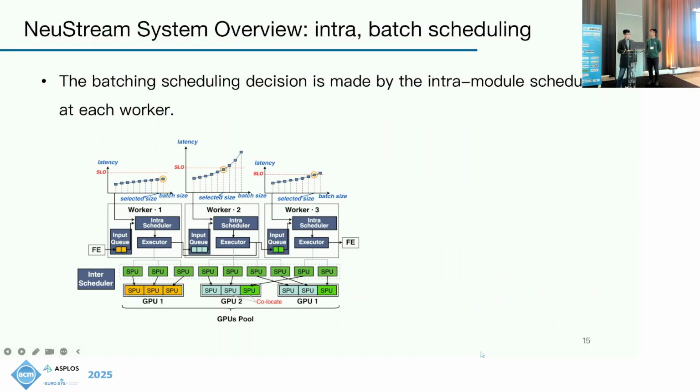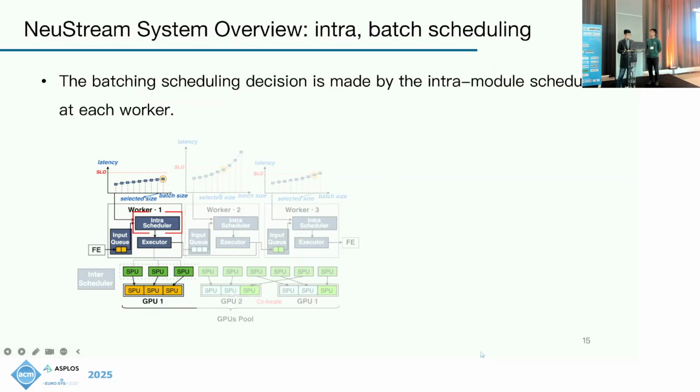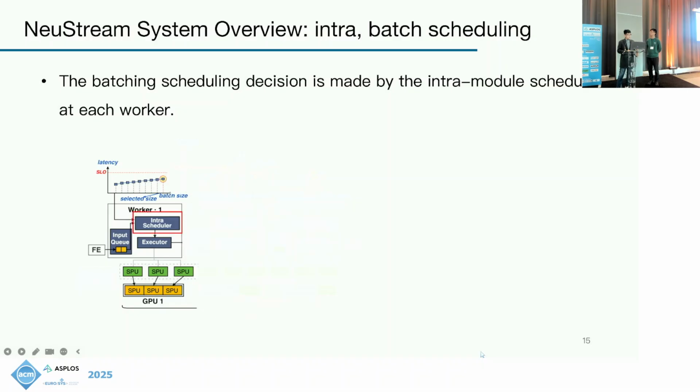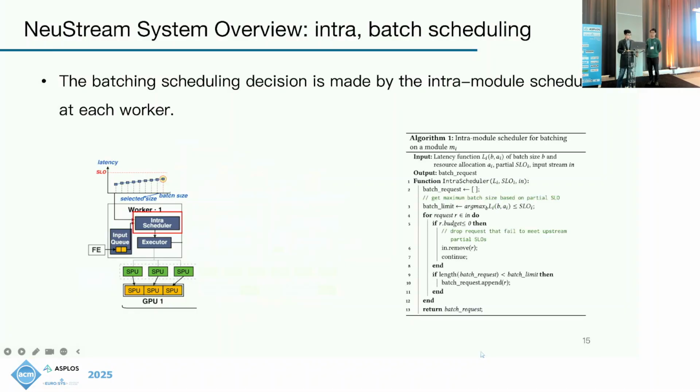We first focus on the intra-module section. During system operation, each worker holds a certain amount of computational resources and uses an intra-module scheduler to determine the batch to be executed. Here is the procedural code of the scheduling algorithm used. During intra-module scheduling, the scheduler can decide which batch to execute based on the available computational resources, the SLO, and the requests in the module's input stream.